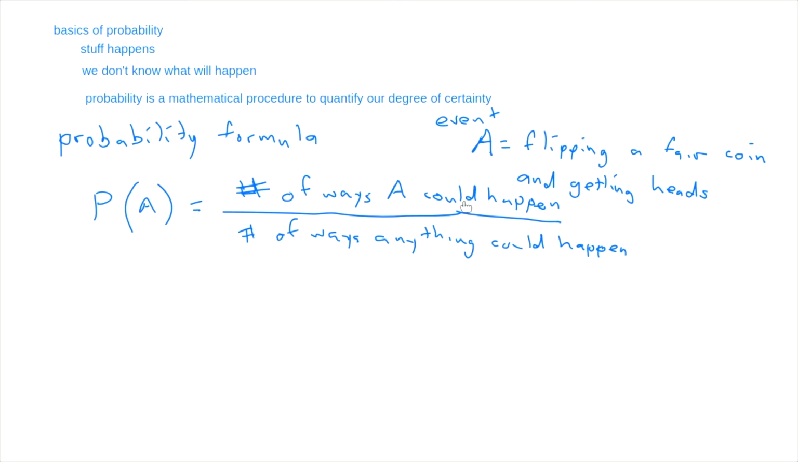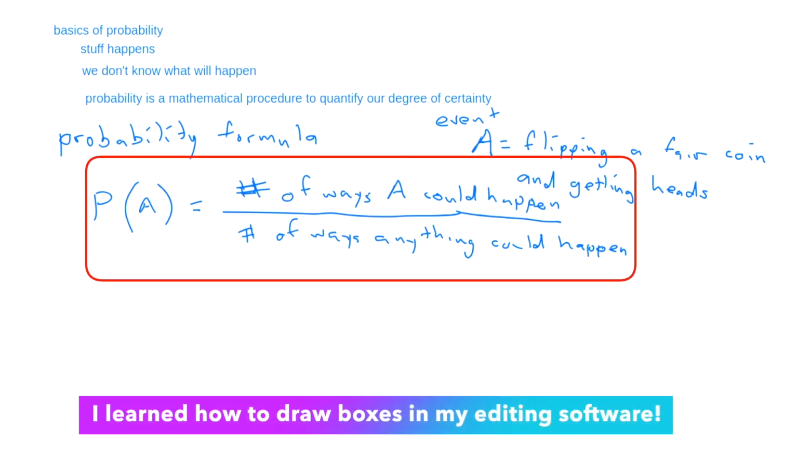Count how many ways you can get heads. How many ways the coin can land. So the number of ways that a coin could land is the number of ways anything could happen. And the number of ways that it could land heads up, that's the way something could happen. And anyway, that's the whole formula right there. It's hard for me to draw boxes around stuff, but if I could, I would draw a big box around this.